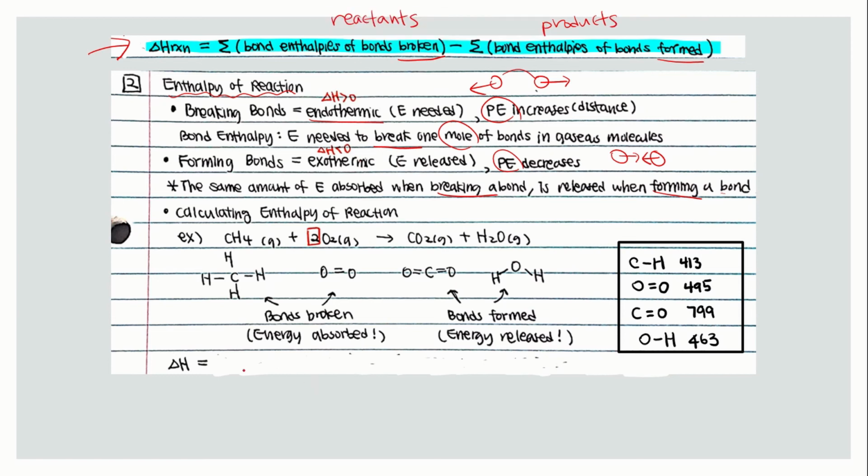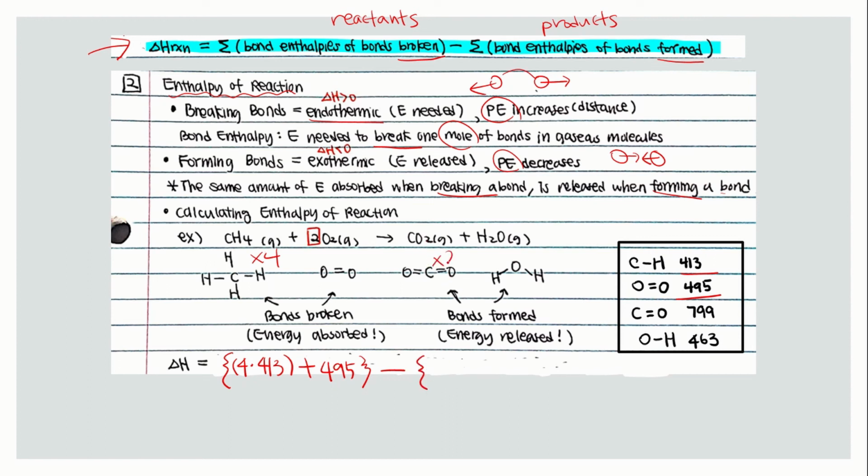So we have an example here. You have 4 CH bonds here, so you go to the chart and then find the bond enthalpy. So you have 4 CH bonds, and then you have 1 O double bond, which is 495. And these are the bond enthalpies for reactants, and then you subtract the bond enthalpies for products.